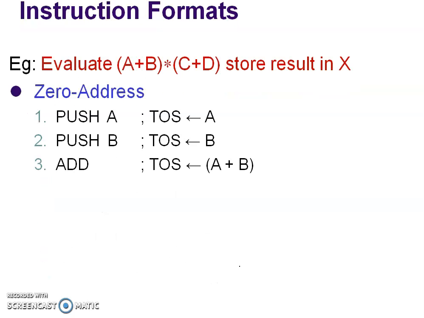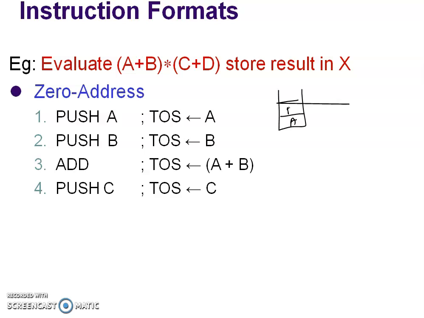Then the next and final one is the zero address instruction. It makes use of the push down stack. So in such a case what happens? First A will be pushed into the stack, then B will be pushed into the stack. So push A and push B will be used. Then perform the addition operation. Currently it will be pointing to the top of the stack, that is B. So add means B and A will be popped, perform addition, and you will get the result A plus B at the top of the stack.